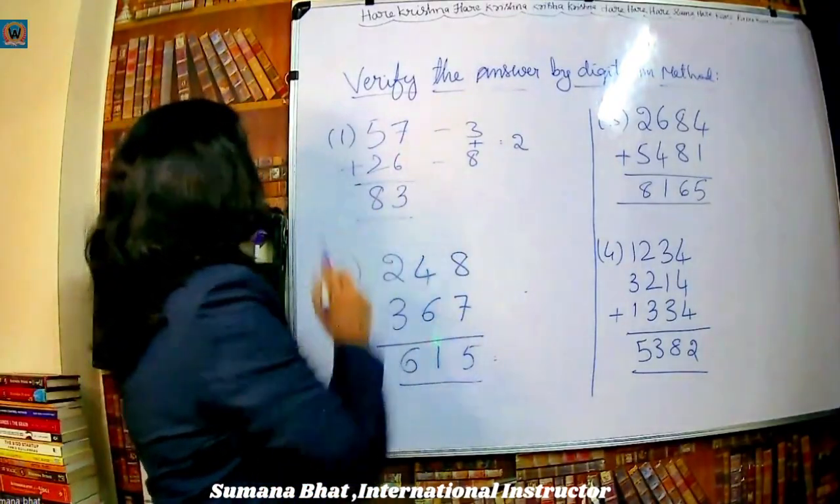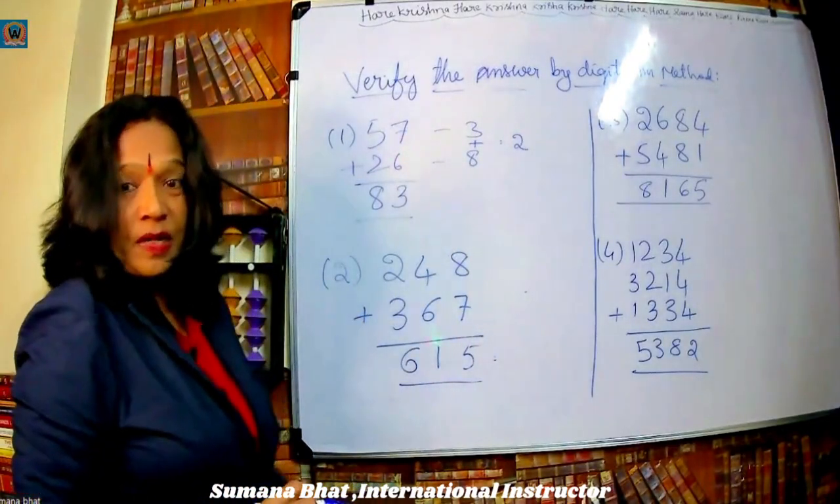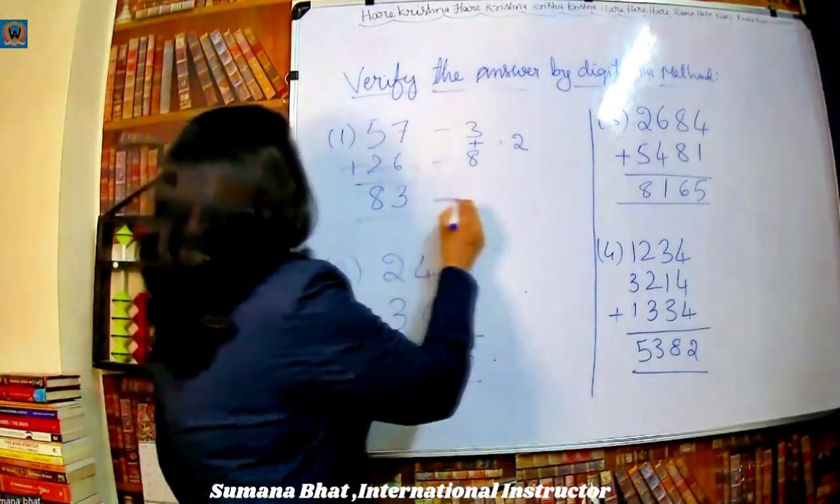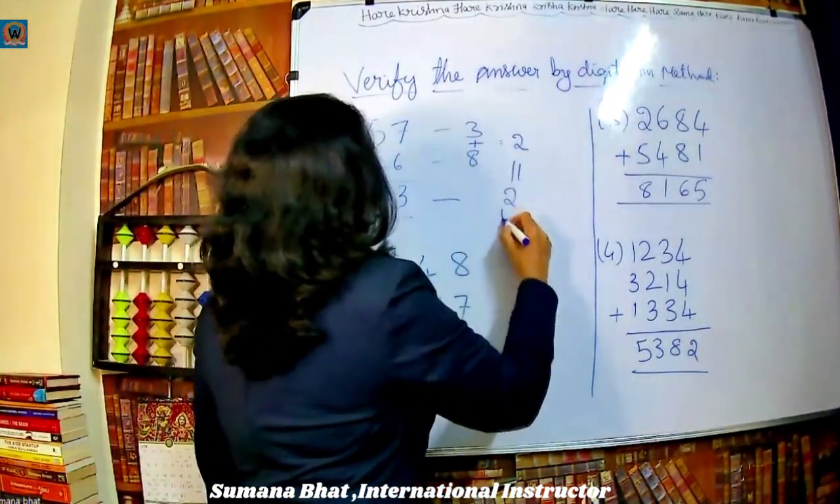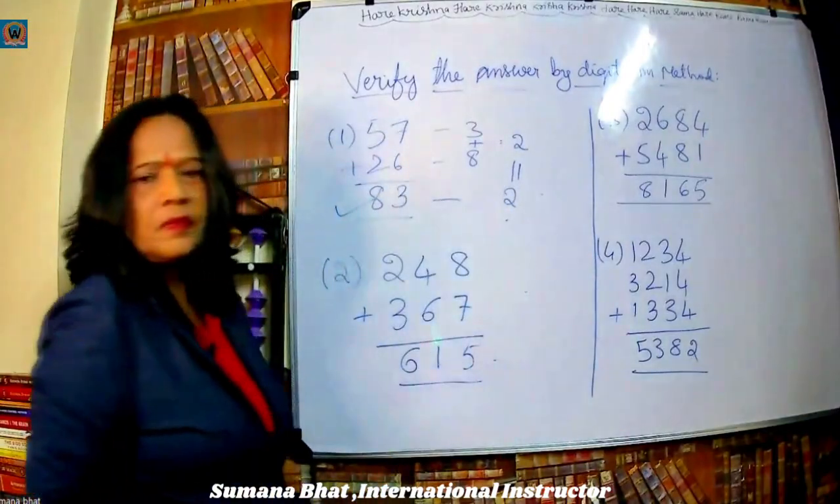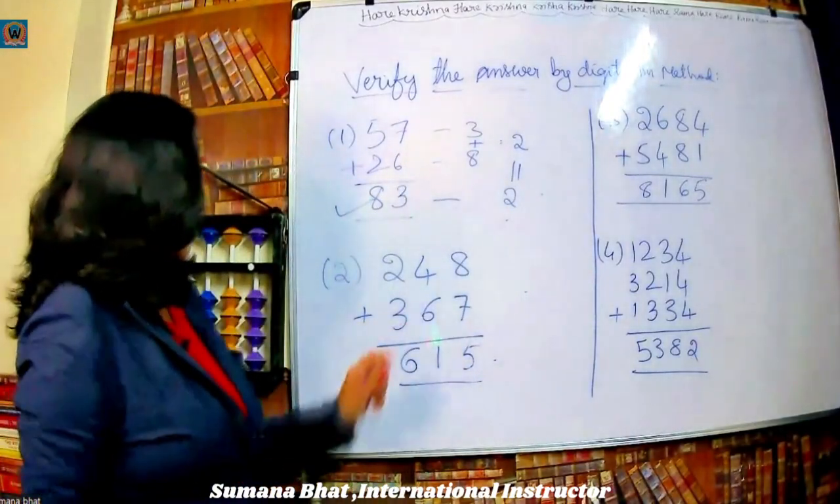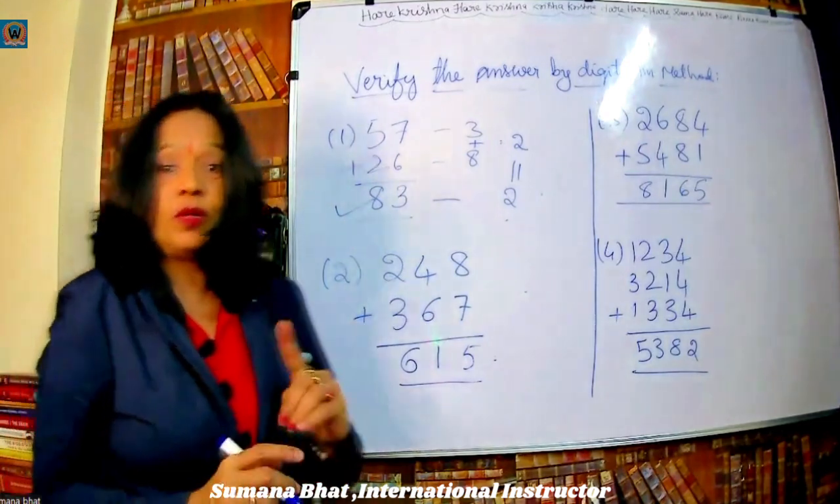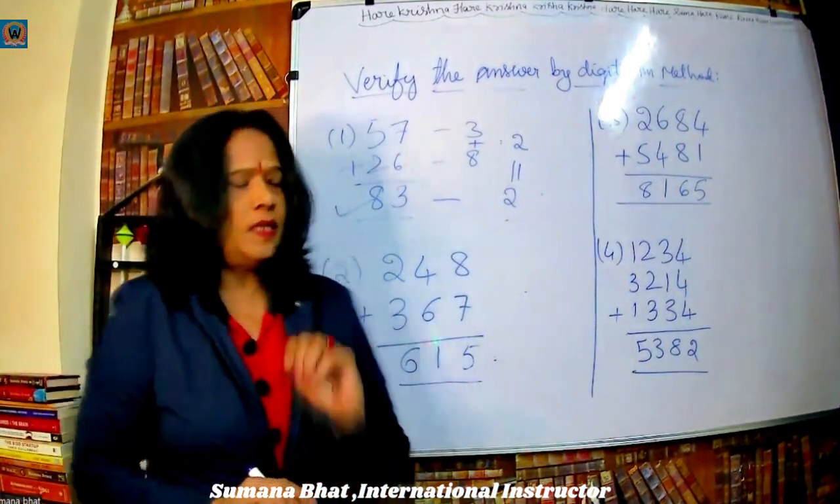Okay. So it is 8 plus 3, 11. 11 means 1 plus 1, 2. Here also we got 2. So the answer is correct. See the second one. The answer is also already given. Only thing is we should check by using digit sum.